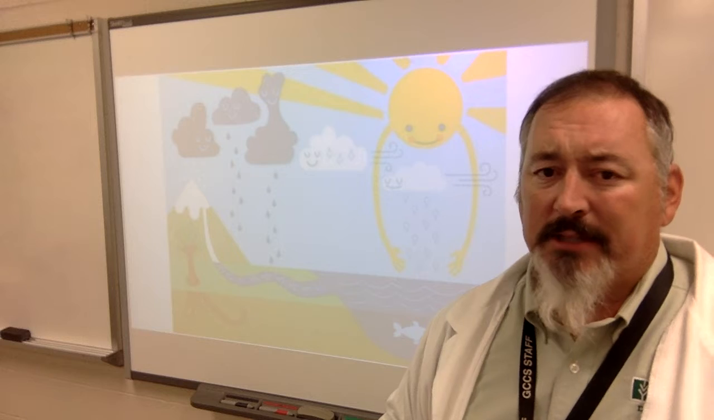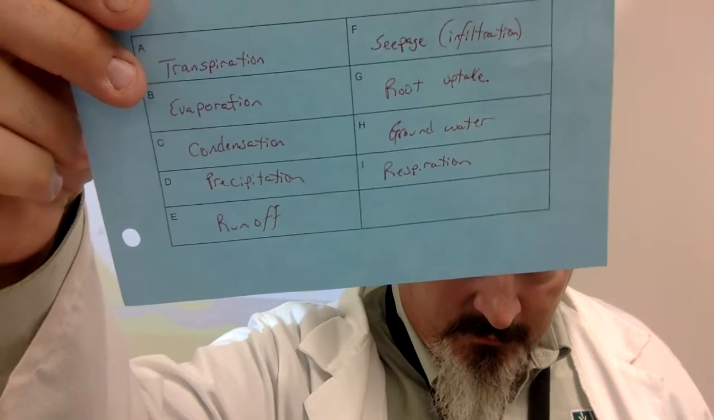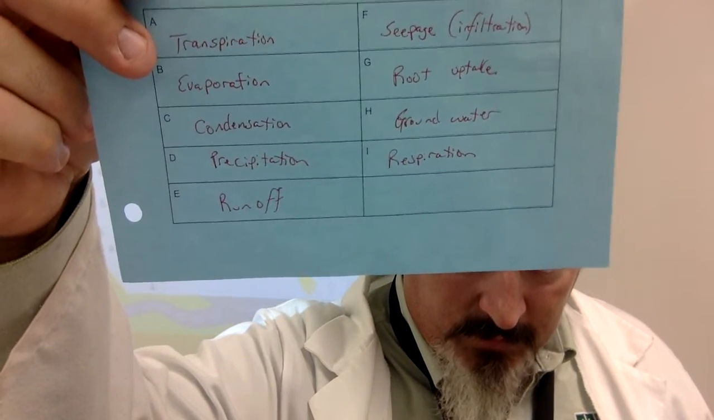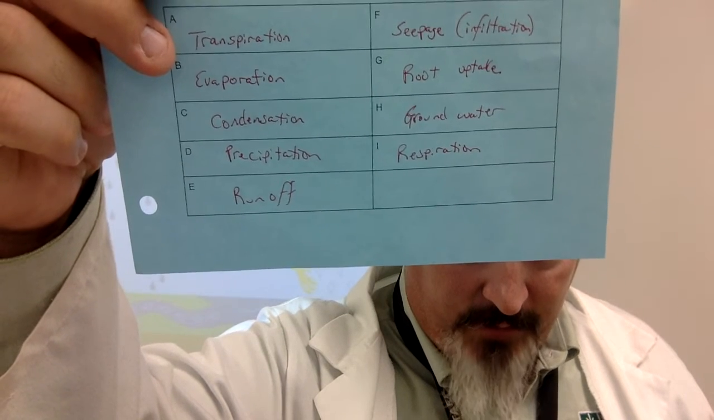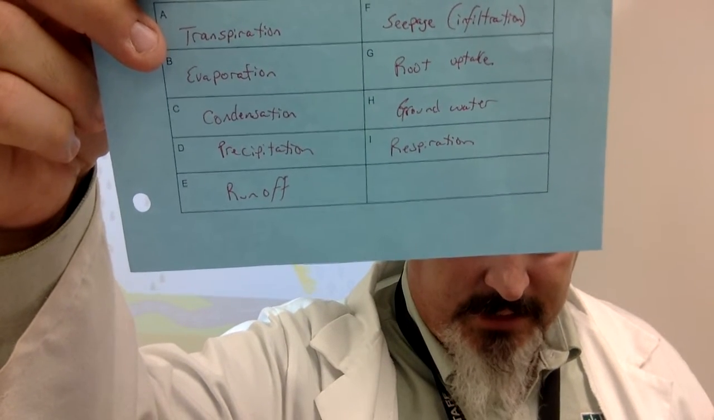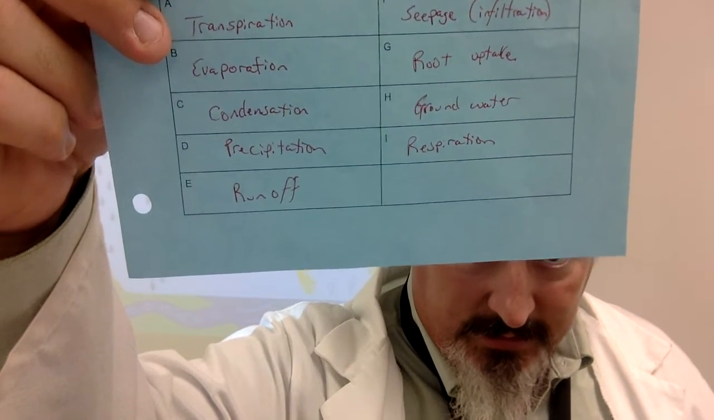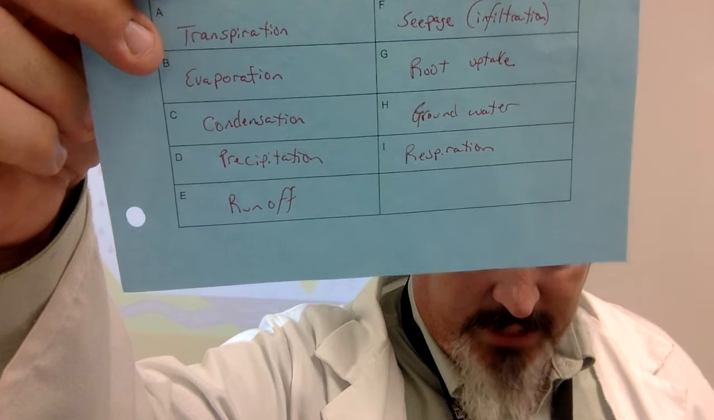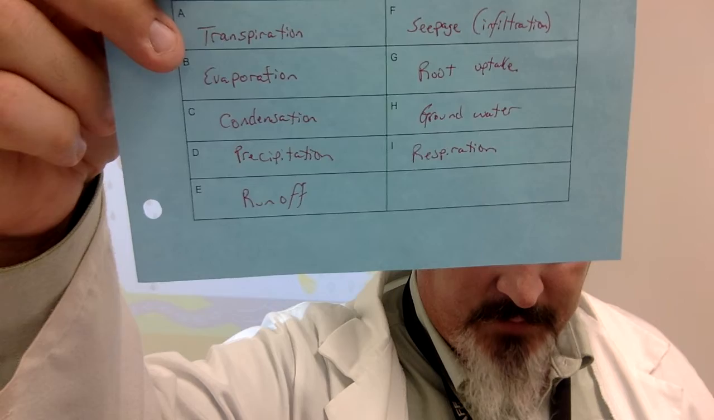And so let's go ahead and start to fill out the front of this diagram. So the front of this diagram, we're going to label, let me give you the points on the bottom. So that's transpiration, A. We have evaporation, B. Condensation, C. Precipitation, D. Runoff, E. Seepage, F. Root uptake, G. H is groundwater, and I is respiration.